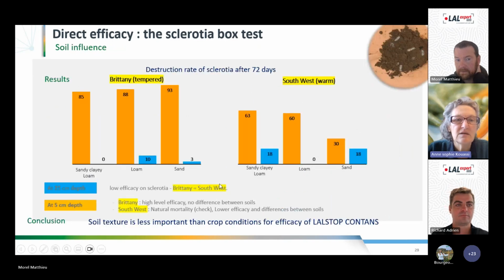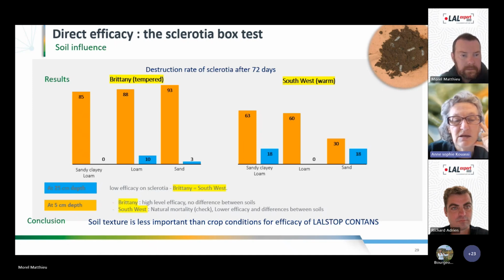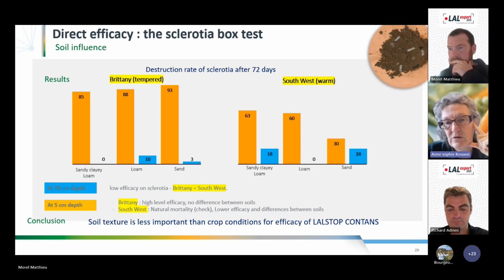And the results are very interesting because you can see three kinds of results. On the bars, you can see the destruction rate of sclerotia after 72 days of burying and of acting of Contans. The first result, on the blue bars, is that when you bury the boxes and the sclerotia in the treated soil at 25 centimeter depth, there is a very low efficacy in both regions. The main efficacy is in the 5 upper centimeters. And then it's different from one region to another, so we could say from one climate to another.